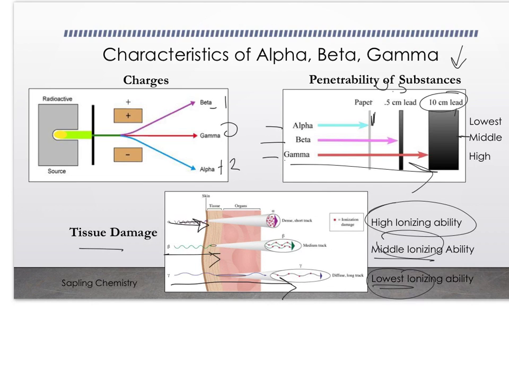So the higher the ionization ability, the less it can travel through your body, because that means it forms an ion and then it stops. The alpha has the highest and it stops at your skin. Beta has the middle and it can go into your tissues. And then gamma has the lowest ionizing ability, so it can penetrate deep inside of your organs.